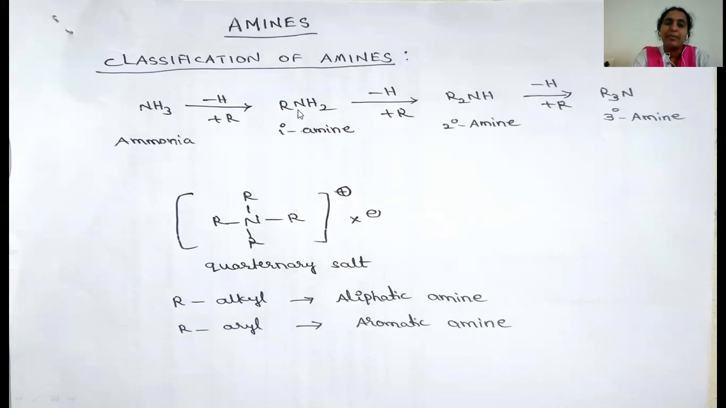So, in primary amine, around the nitrogen, one alkyl group is present. In secondary amine, around the nitrogen, 2 alkyl groups are present. In tertiary amine, around the nitrogen, 3 alkyl groups are present. So, these are the primary amine, secondary amine, tertiary amine. In all the amines and ammonia, the nitrogen contains one lone pair of electrons. So, here the tertiary amine contains one lone pair of electrons.